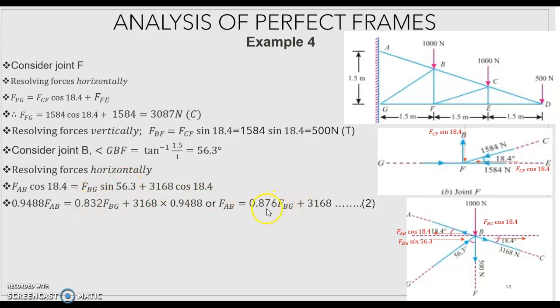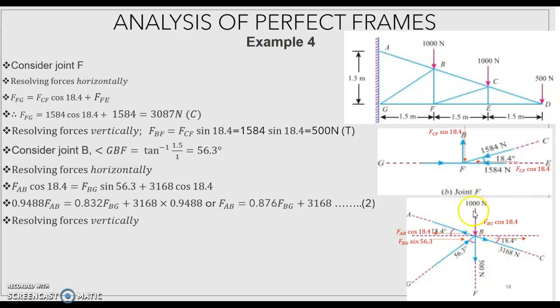Equating the rightward force to the leftward force, we get another equation: 0.876 FBG plus 3186. Here 0.9488 is divided on both sides, and we get this equation. Then resolve vertically.